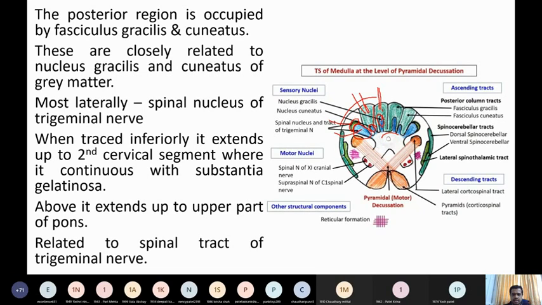Now when traced downward, in the spinal cord we saw that the posterior horn is capped by substantia gelatinosa. The same substantia gelatinosa continues with the spinal nucleus of the trigeminal nerve. It is the continuation of the spinal nucleus of the trigeminal nerve. Above, the spinal nucleus of the trigeminal nerve extends up to the upper part of the pons. Clear? So that much is related to the posterior region.